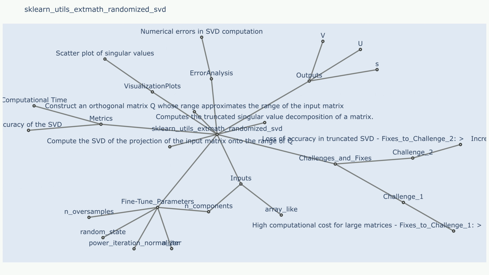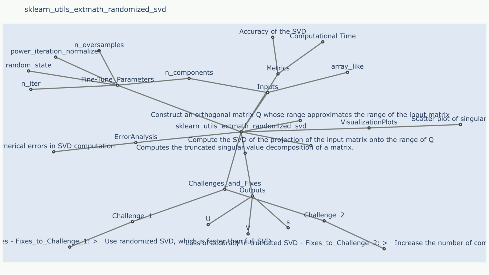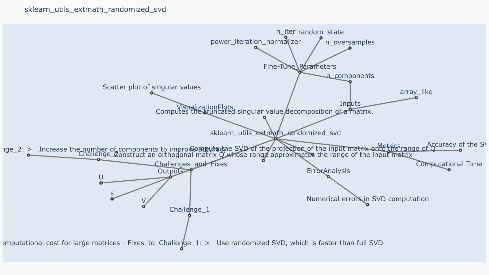n_components, the number of singular values and vectors to compute. If None, all singular values and vectors are computed. n_oversamples, the number of extra singular values and vectors to compute to improve the accuracy of the algorithm. n_iter, the number of iterations to perform in the randomized SVD algorithm.